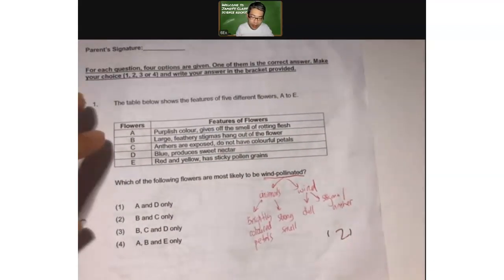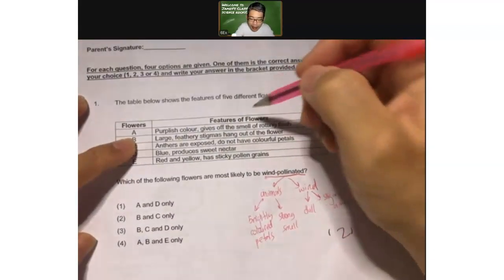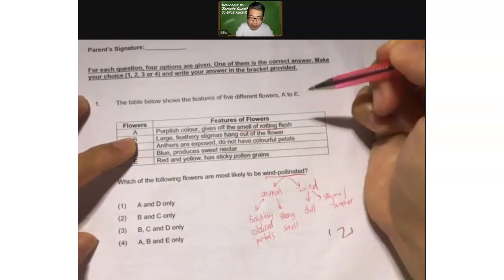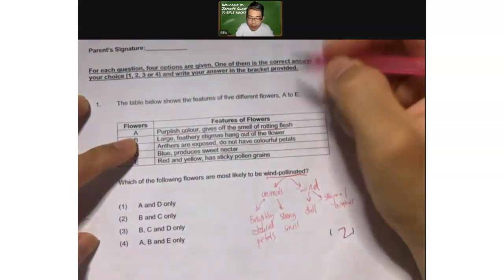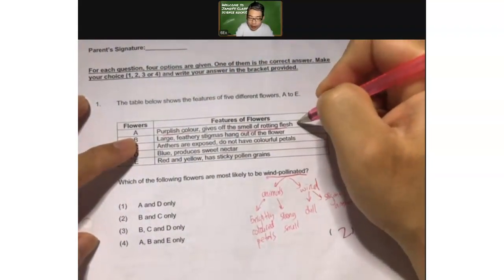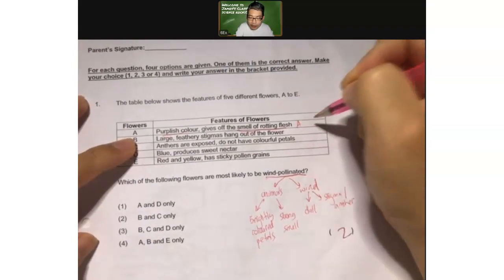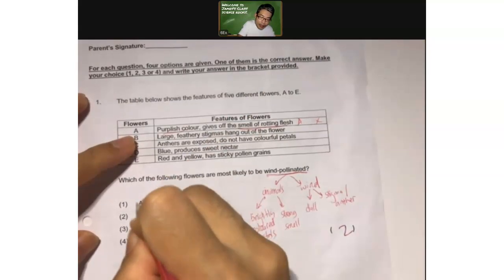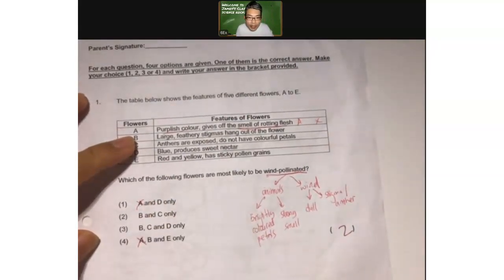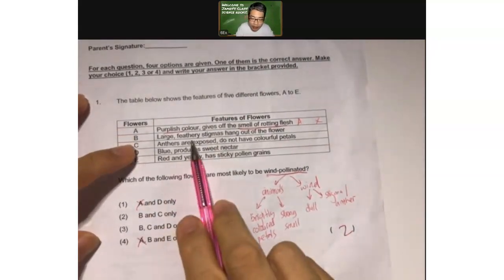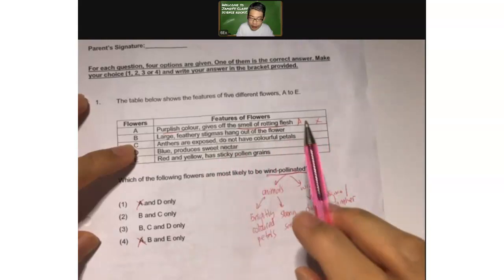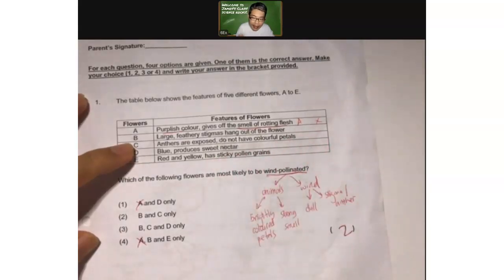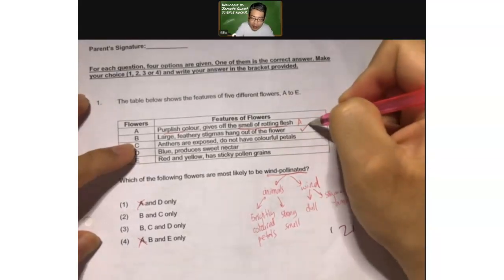So let's take a look at the options right now. A has a very strong smell and a certain color. A strong smell tells me this is likely to be animal pollinated, so that's not the answer. Anything with A wouldn't be the answer, so options 1 and 4 will be out. B has large feathery stigmas that hang out. Remember I talked to you about the stigma hanging out to catch the pollen in the wind. So B is likely to be the answer.